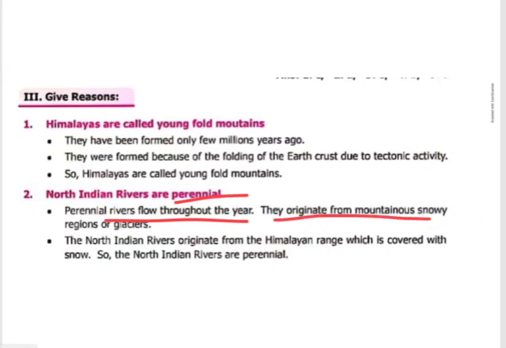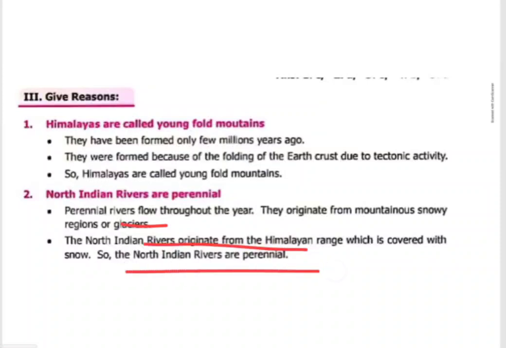They originate from the mountainous snowy regions or glaciers. What is meant by glacier? A glacier is a moving river of ice. From that only, the North Indian rivers originate. That's why these rivers are perennial, as it is given. The North Indian rivers originate from the Himalayan ranges, which are covered with snow. So the North Indian rivers are perennial. This is the reason, children.